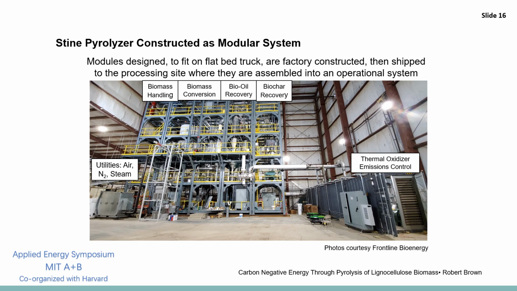The demonstration pyrolyzer, financed by Stein Seed Company, is constructed as a modular system. Modules designed to fit on a flatbed truck are factory constructed, shipped to the processing site, and then assembled into an operational system. The photograph shows the various modules as they've been completed, including a biomass handling module, biomass conversion module, a bio-oil recovery module, and one for biochar recovery. There's a thermal oxidizer for emissions control, and then modules for the various utilities of the system.